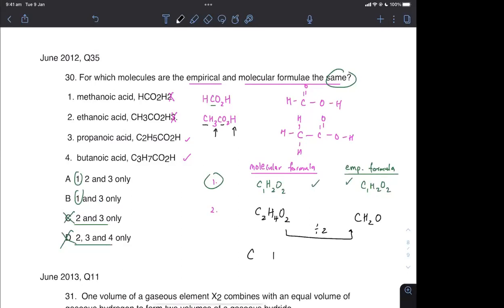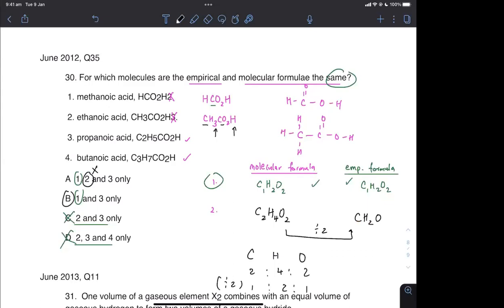You might not see it like that, but imagine 2 is to 4 is to 2. Divide the whole thing by 2, you get 1 is to 2 is to 1. 1 carbon, 2 hydrogen, 1 oxygen. They are not the same. Therefore, number 2 is wrong. Therefore, B must be the answer. Okay? Obviously, you'll be able to do it faster in 1 minute if you don't have to explain to someone else. You're just explaining to yourself in your head. Okay? Next question. Any other questions?